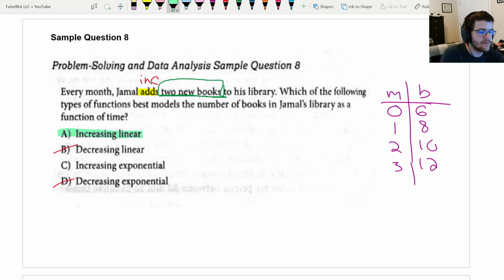Typically when there's an exponential function, there's some kind of multiplying word like double or triple, or it went up by 50% of the previous month, something like that. This does not have anything like that. It just says adds 2 new books. So we literally add 2. Adding a number or subtracting a number over and over again, that's a linear function.